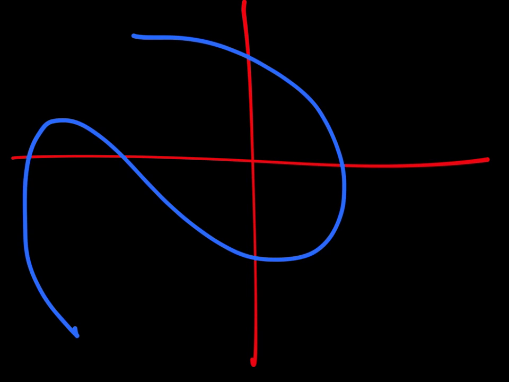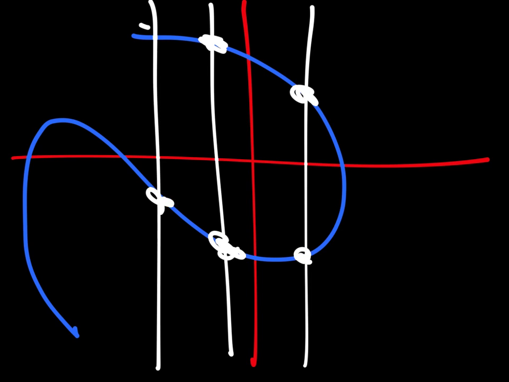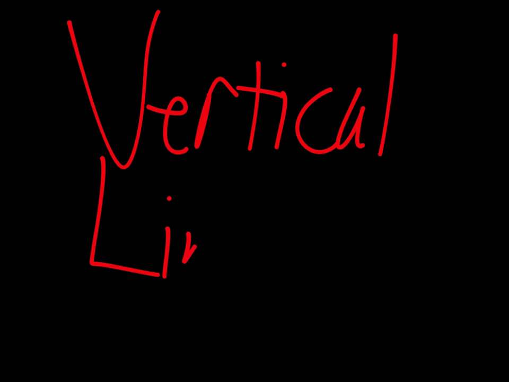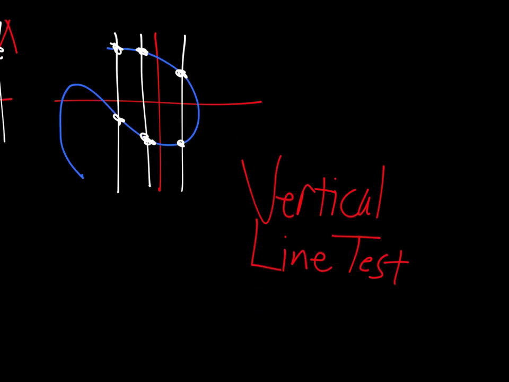If I have another graph and it looks like this, if I draw a straight line, this is not a function because it crosses here and it crosses here. This is not a function. Why? Because it crosses here and here. Not a function, excuse me. This is called the vertical line test. And what the vertical line test shows is if it is a function or not, okay?